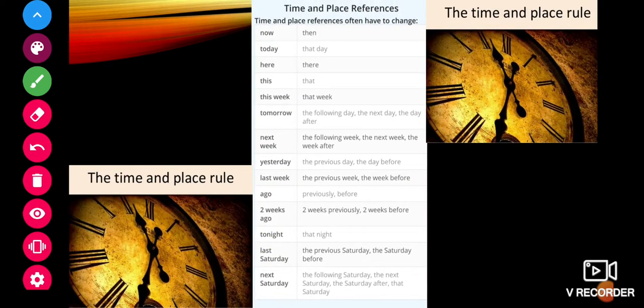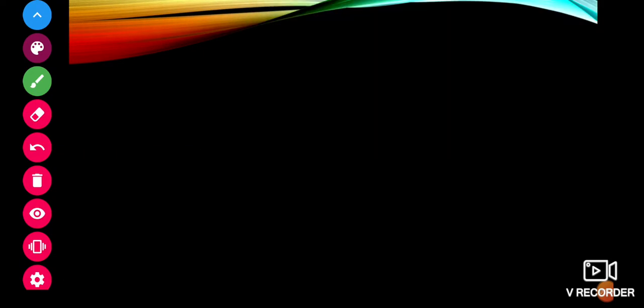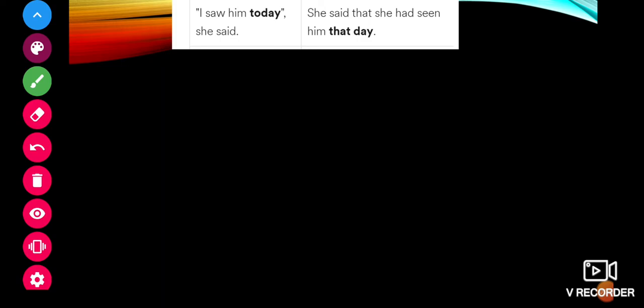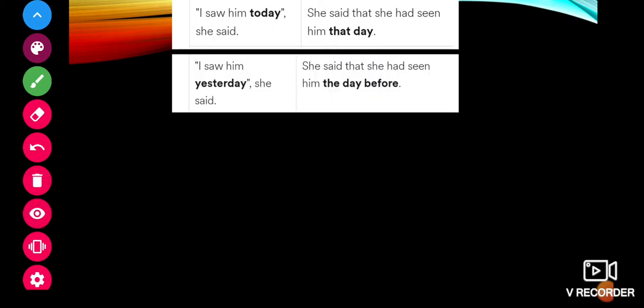Now we will see some examples related to the time and place references. If the direct speech is, I saw him today, she said, in the indirect speech, note that today has changed to that day. In the direct speech, we have yesterday. In the indirect speech, it has changed to the day before.